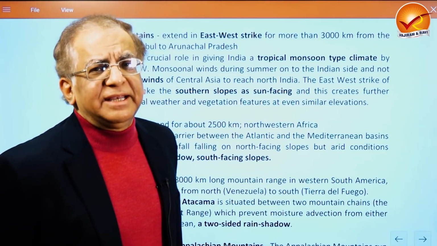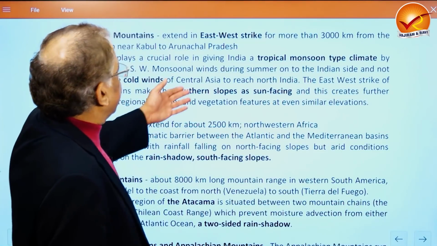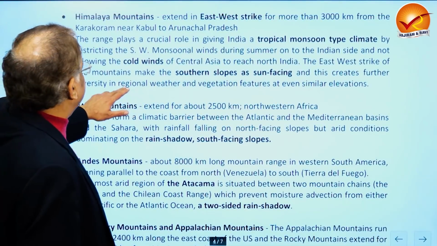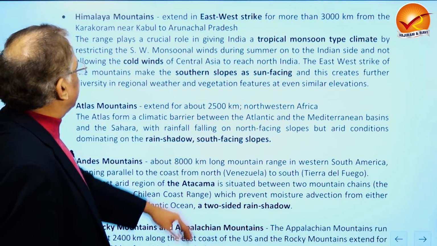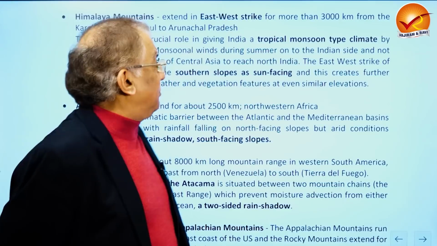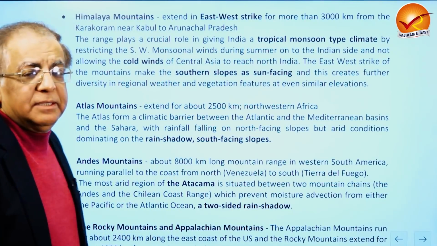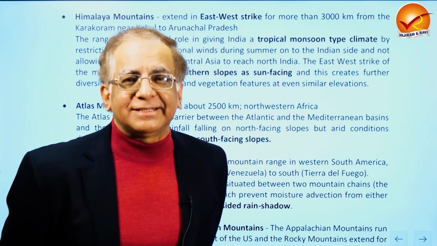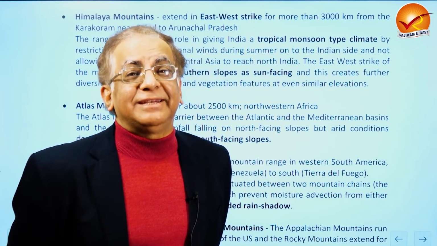The Himalayas are running east-west for 3,000 kilometers, from Karakoram near Kabul to Arunachal Pradesh in India. The range plays a crucial role in giving India a tropical monsoon type climate. That is, moisture-laden winds coming from the Indian Ocean are being stopped by the Himalayas, and the mountain system is preventing those winds from going further, so they release that moisture right within India itself.